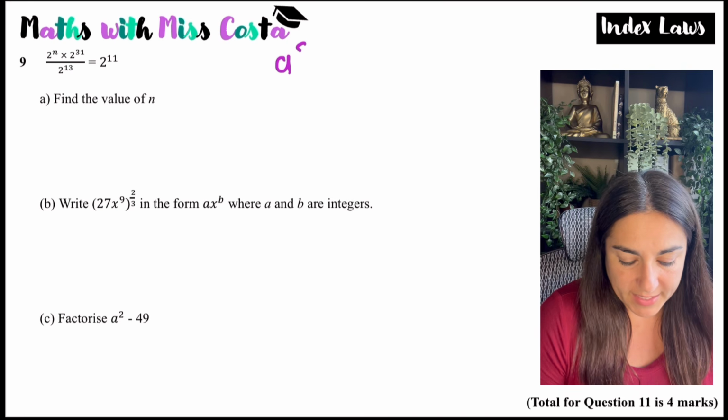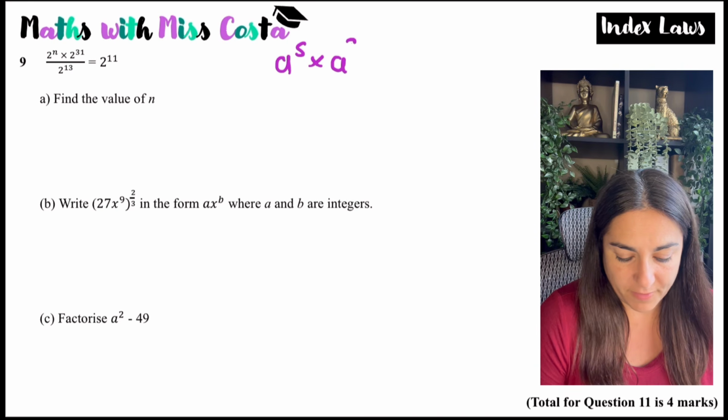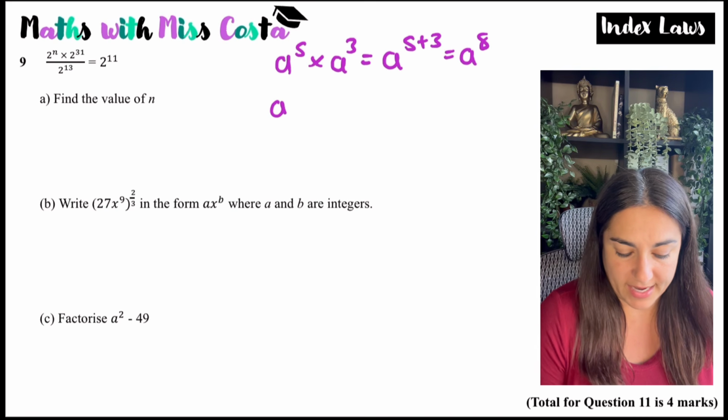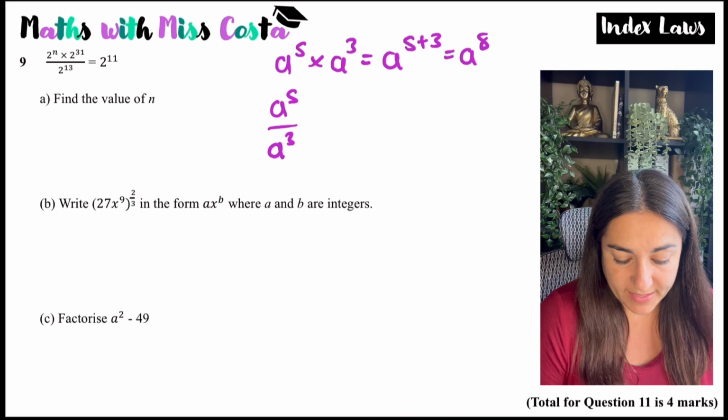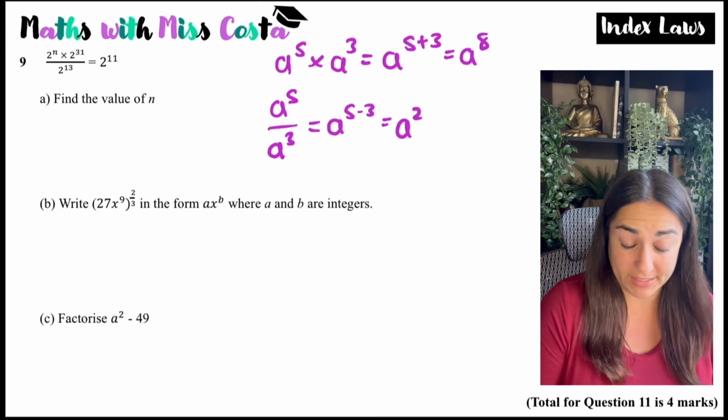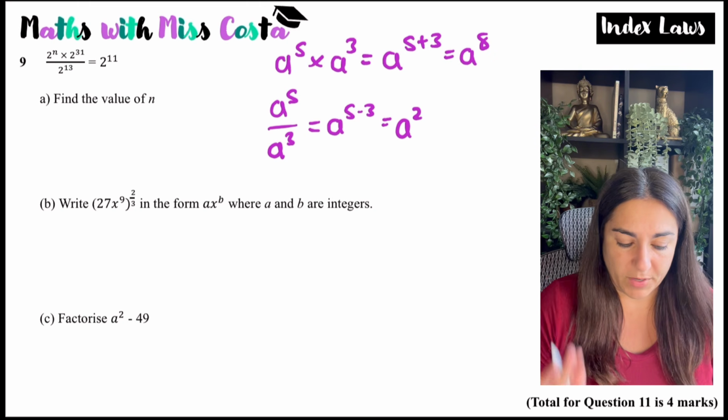So when I'm multiplying indices, if I had a to the power of 5 times a to the power of 3, what I do is I add the indices together. So that would be a to the power of 8. And similarly, when I'm dividing, what I do is I subtract the indices. So hopefully this is just a recap of laws that you already know, and we're going to use this.